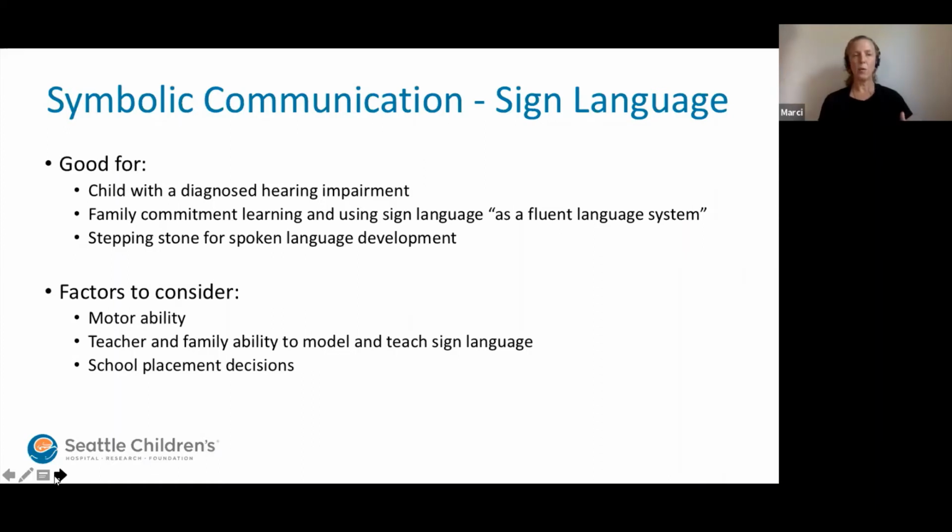And I also educate families about school placement decisions, so that they understand that if they choose sign language to support their child when they get to preschool, if the child doesn't have a hearing impairment, the school is not obligated to provide sign language instruction and interpretation. I've had several families come in with older kids who are beautiful signers, 300, 600 signs, and without the diagnosis of a hearing impairment, the school will not support them.